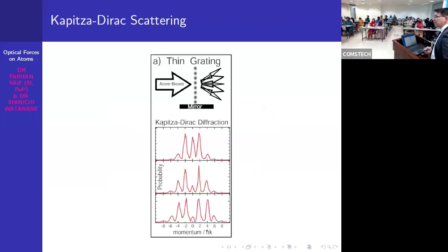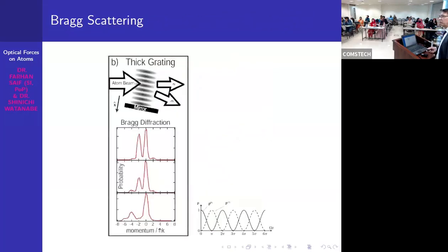This work is reported in real experiments, and we see this profile, the probability distribution of atoms after interacting with this optical field. We have this symmetric behavior on both sides around the origin, and this keeps on spreading as time evolves. And in the case of Bragg scattering, something different happens.